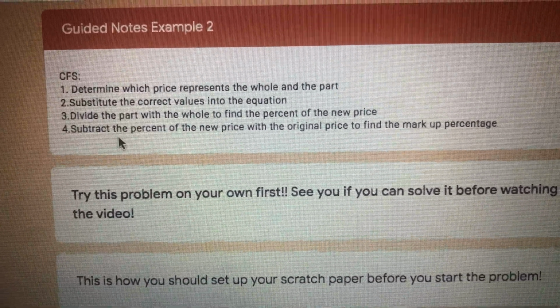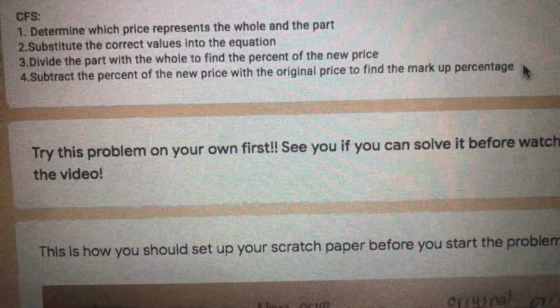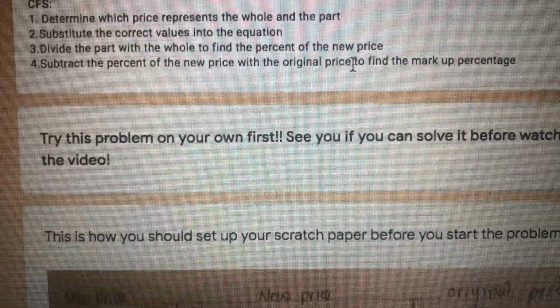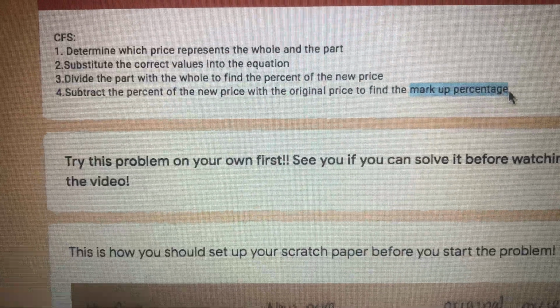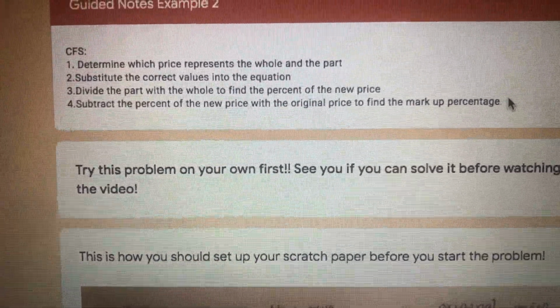So most of this is review. The one that's pretty new is the last one, where you need to subtract the percent of the new price with the original price, because all of your questions are going to ask to find the markup percentage, not the percentage of the new price. Okay, so please keep that in mind.